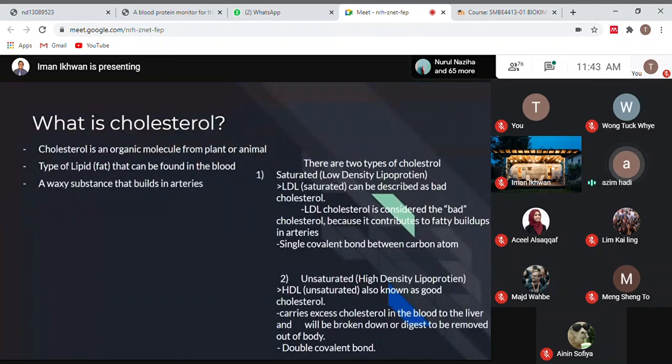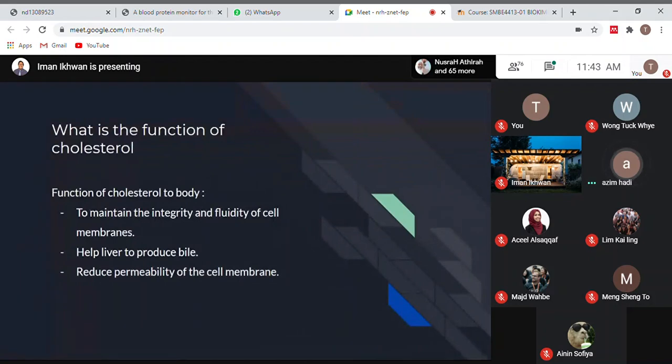Then we move to the next slide, which is what is the function of cholesterol. We have three main functions of cholesterol to the body. First, to maintain the integrity and fluidity of the cell membranes, which means it can maintain the shape of the cell membranes or the wall of the cells. Next, it helps the liver to produce bile, or in Malay we call it empedu. And the last one is to reduce permeability of the cell membranes, to enhance the cell membranes.